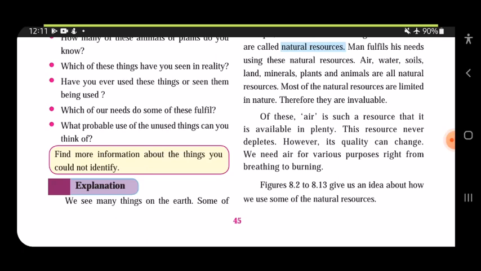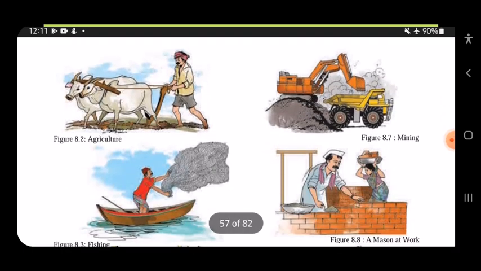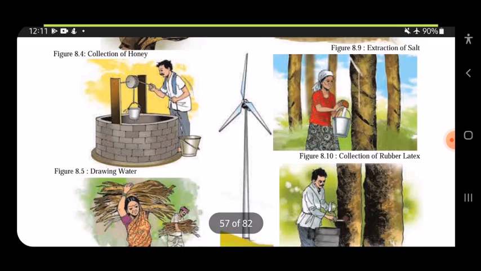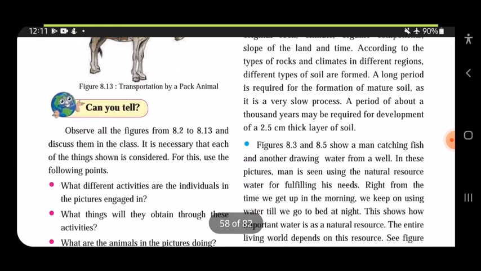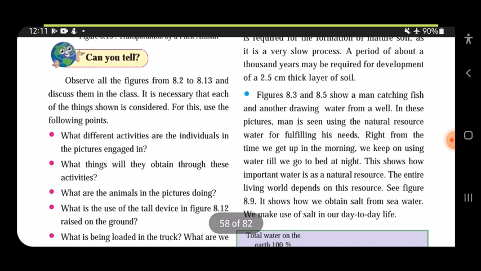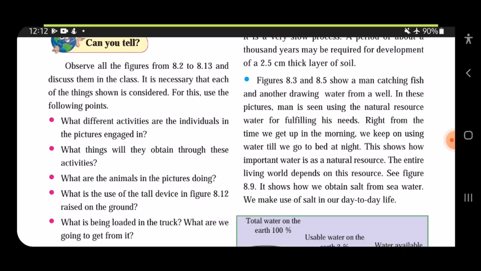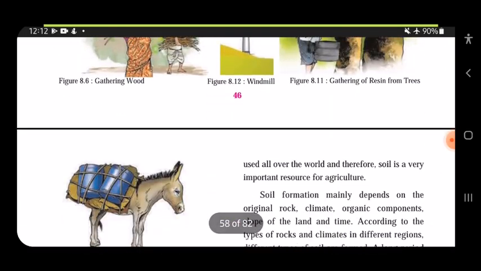Okay, figures 8.2 to 8.13 give us an idea about how we use some of the natural resources. So here there are some pictures which are given to us, and there are some questions related to them. So let us see what they are. Observe all the figures from 8.2 to 8.13 and discuss them in class. It is necessary that each of the things shown is considered. For this, use the following points. So we have to look at these pictures and we'll see the questions.